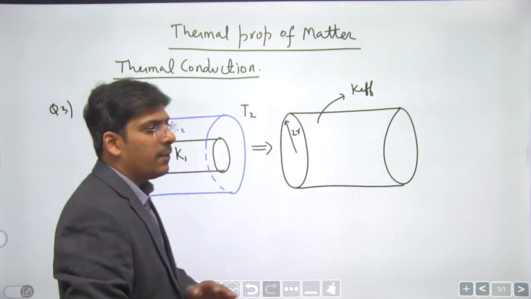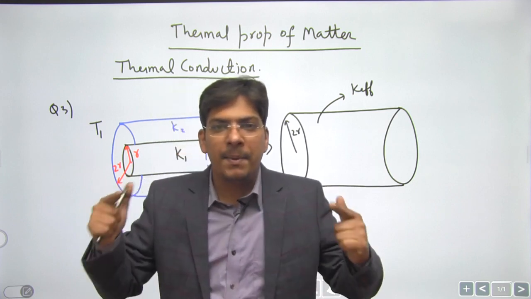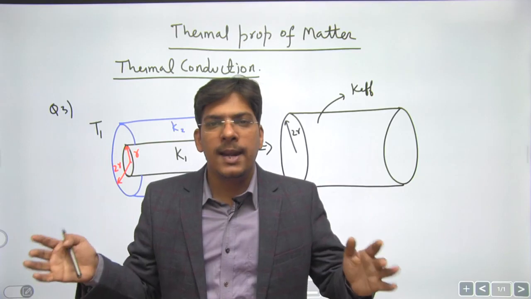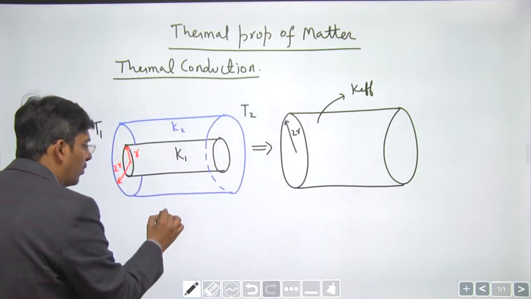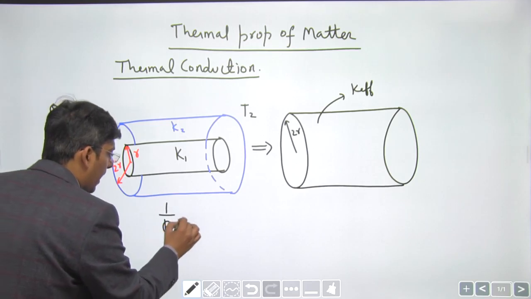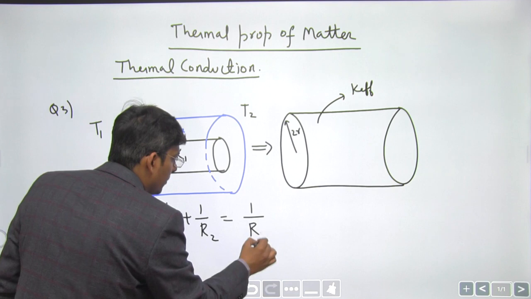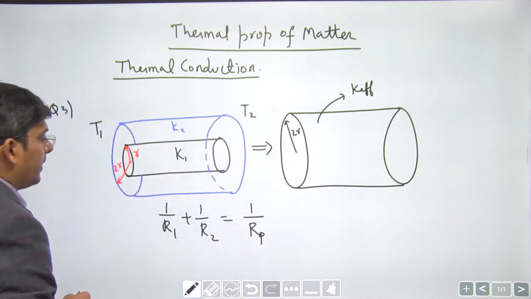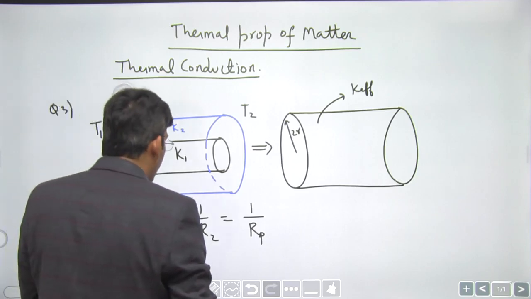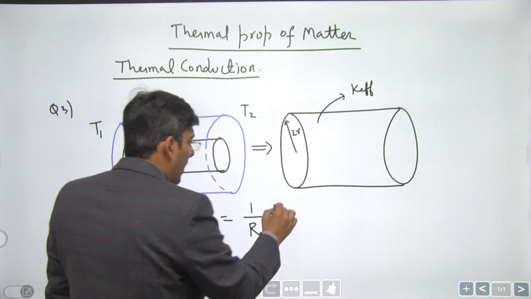So when the potential difference is the same, resistors are in parallel. In this case, when the temperature differences are equal, the cylinders are actually in parallel, right? So we are going to use the formula for parallel combination. 1 by R1 plus 1 by R2 is going to give 1 by RP. Do we have the formula for R1? Yes, we have, which is L by K into area.